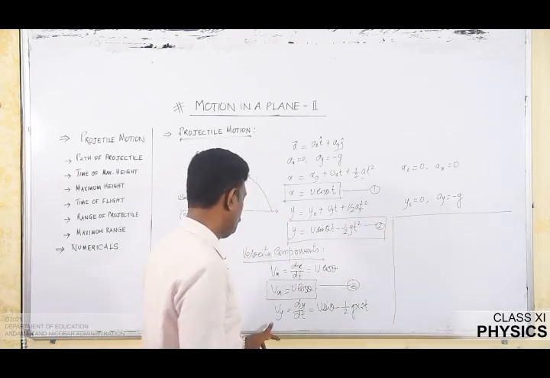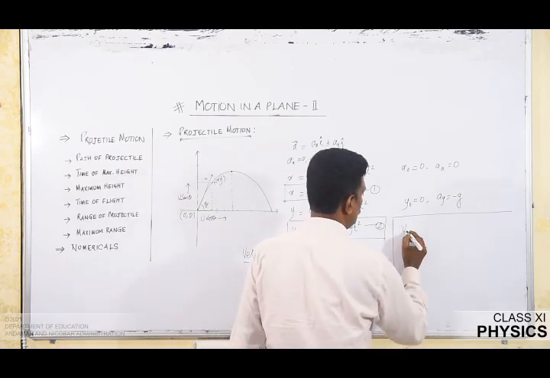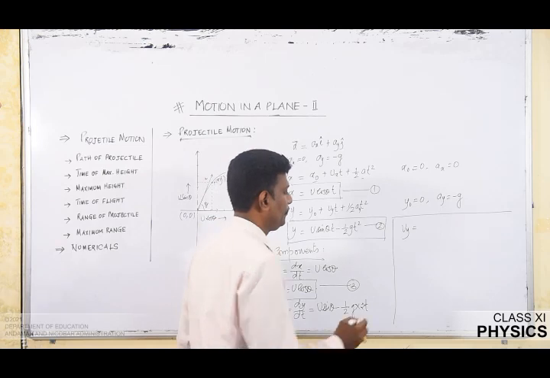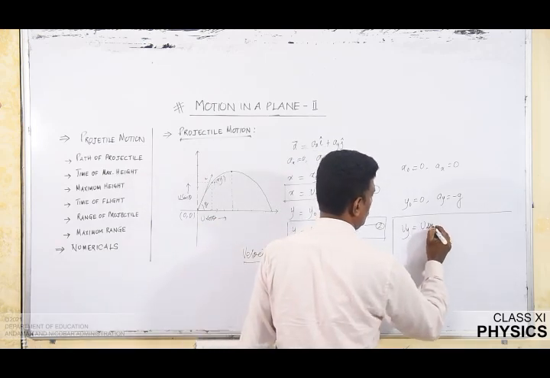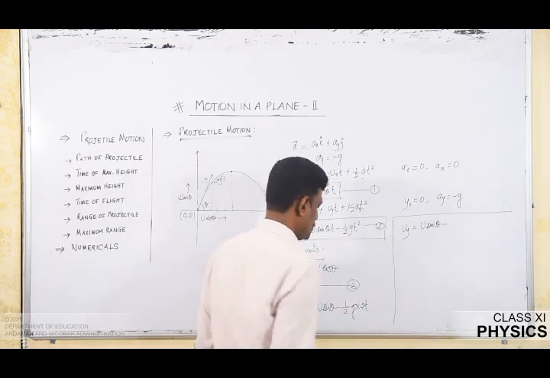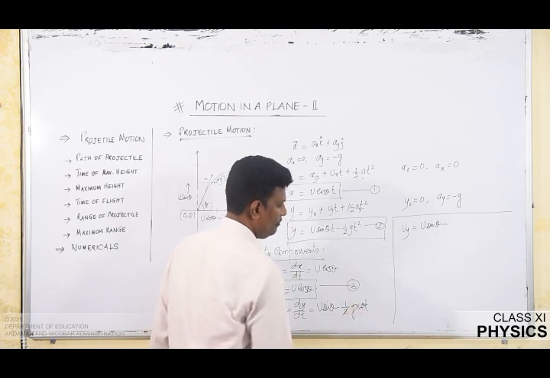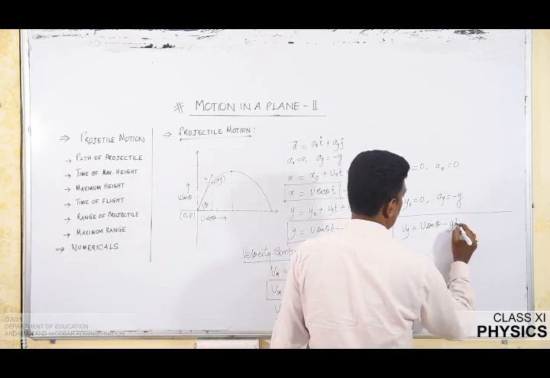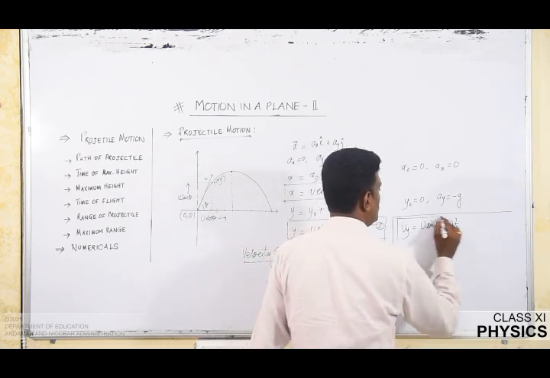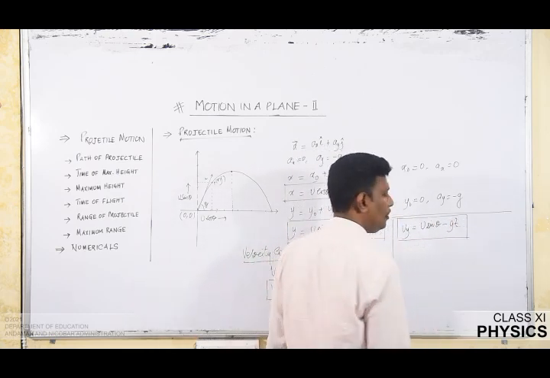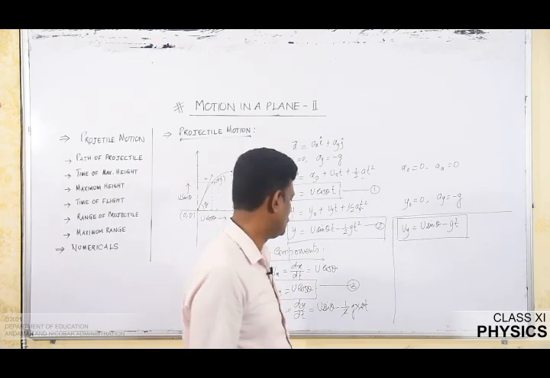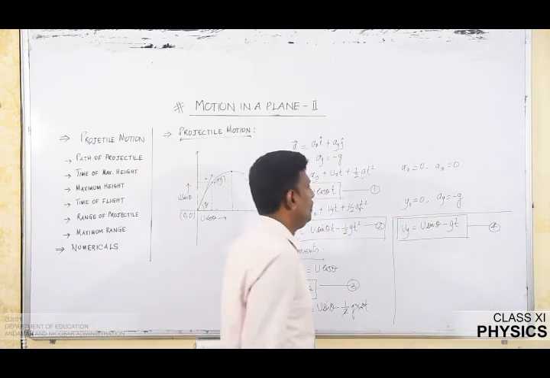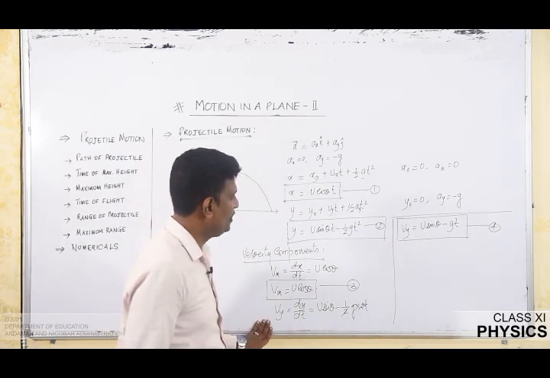So we can find Vy is equal to u sin theta minus, the 2 will get cancelled, we will be having gt. So this is the velocity of the object along y axis. Let it be equation number 4. I hope you understood this.